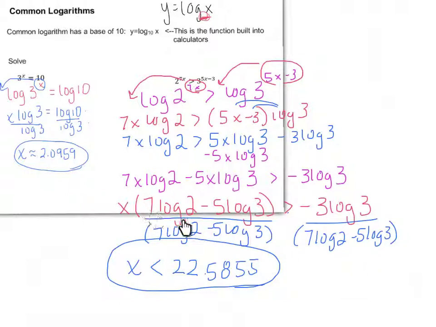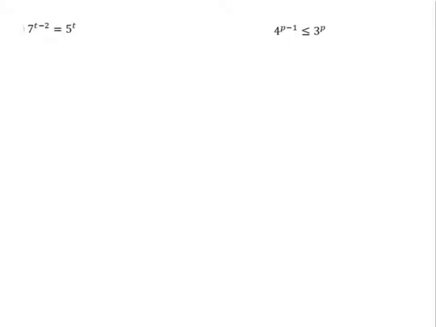And once again, remember, these are just numbers. 7 log of 2 minus 5 log of 3, that's just a number, so you can plug that into your calculator. Negative 3 log of 3, that's just a number, so once again, that can be plugged into your calculator. Let's do another example like this one.